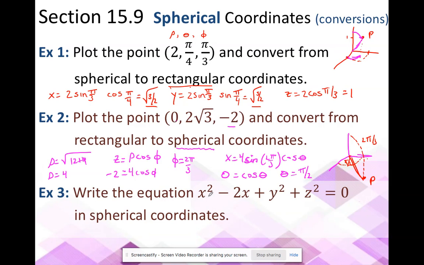How about this one? Collect your x squareds, y squareds, and z squareds, because you know what that is equal to. And I don't care whether you keep the 2x on the left or the right, actually, whether you still say this is equal to 0, because that's certainly rho squared is equal to 2 what?